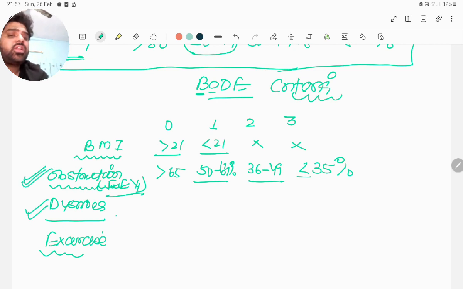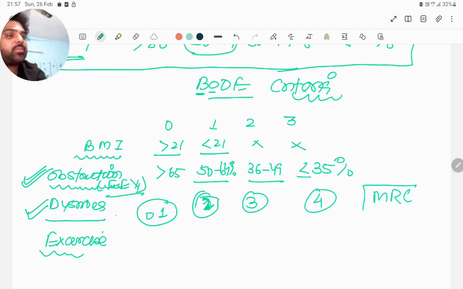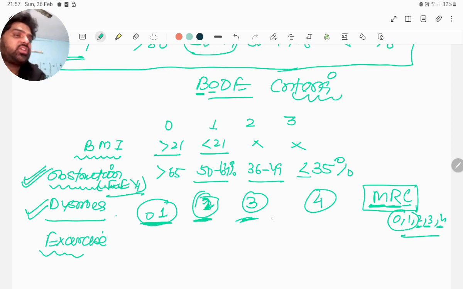Then dyspnea. I will teach you the MRC scaling of dyspnea in cases of COPD. There are grades 0, 1, 2, 3, 4. Dyspnea is measured on the basis of MRC scaling, that is the Medical Research Council scale, which classifies dyspnea into 0, 1, 2, 3, 4. So MRC 0 and 1 are taken as classification 0 of BODE, 2 is taken as classification 1, 3 is taken as classification 2, and 4 is taken as classification 3.